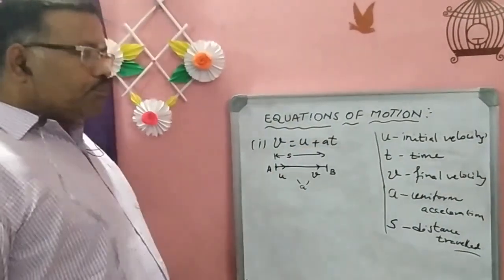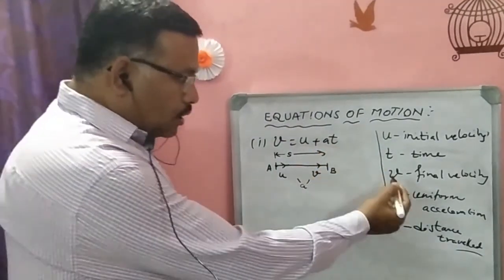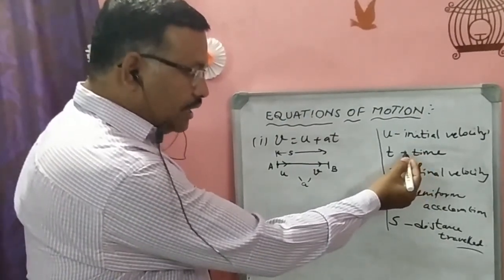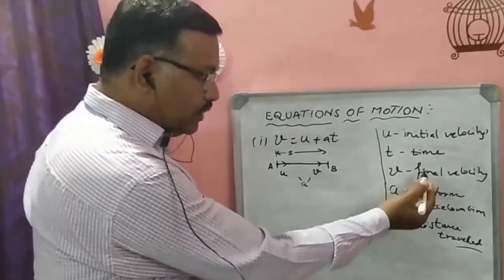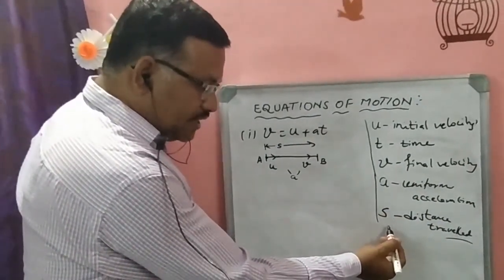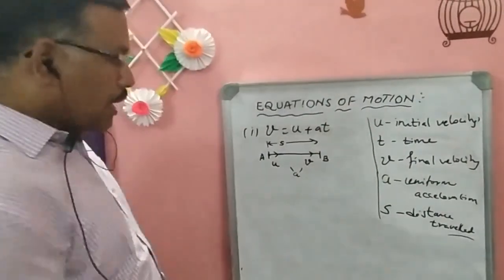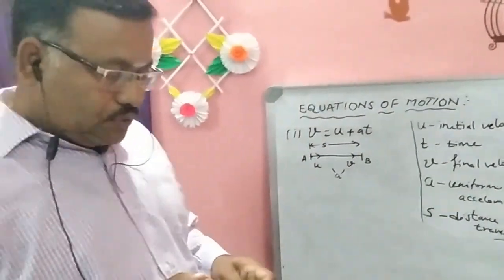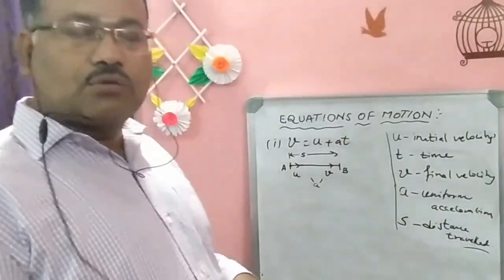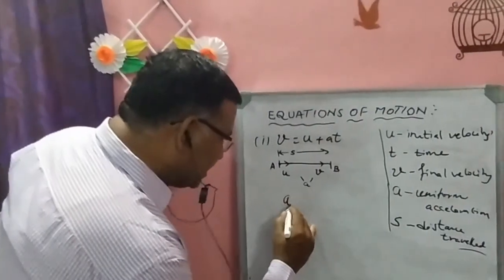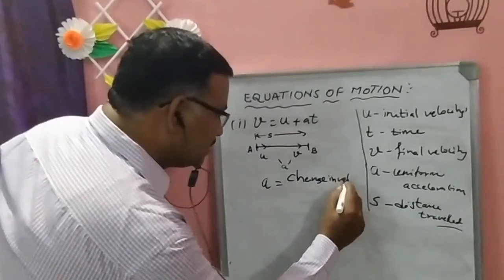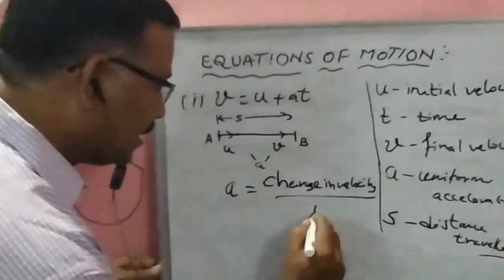So now, initial velocity u, final velocity v, t is the time. In time t, the velocity changes from u to v. So during the motion, the uniform acceleration is a. So the distance traveled by the body is s. The definition for acceleration: rate of change of velocity is called acceleration. In other words, we can also say the acceleration a is given by change in velocity by time.